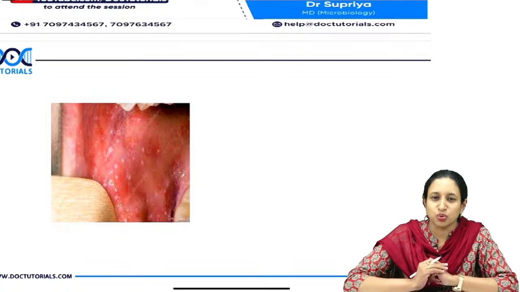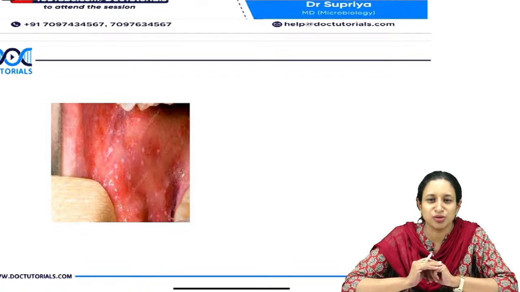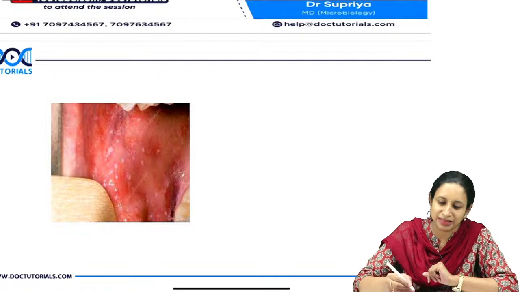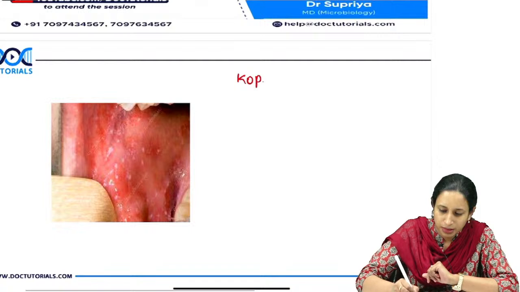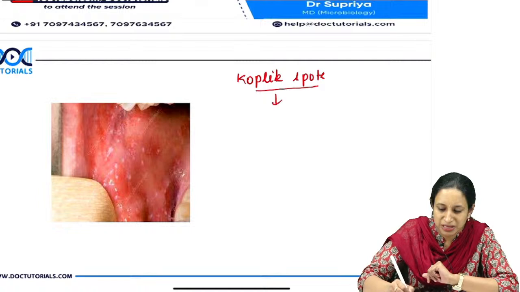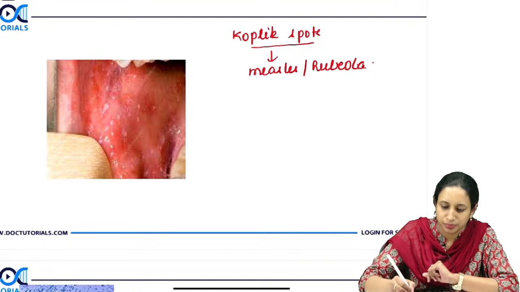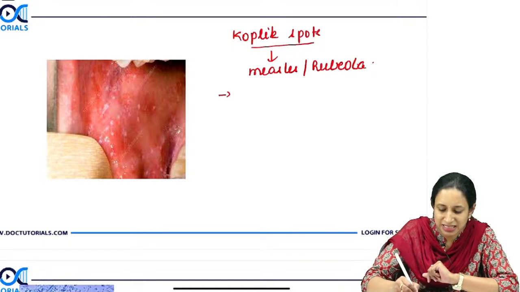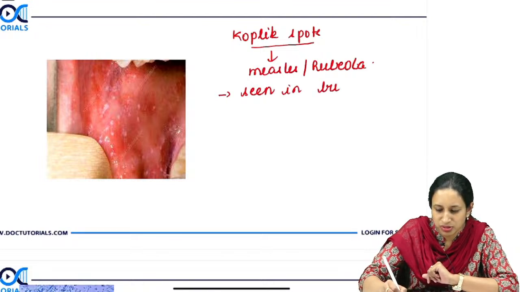minutes. So this is a particular image that you have to always remember, because this is considered to be one of the important images for the exam, and this is known as your Koplik spots. Koplik spots is something that you have to remember when we are talking about measles or rubeola. What is important for you to know about this particular finding is this is seen in the buccal mucosa.